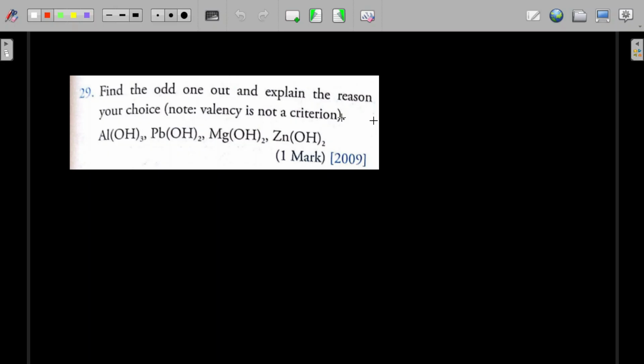Okay, find the odd one out, explain the reason for your choice. Okay, who is left? Rishi, tell me what is the answer for this?